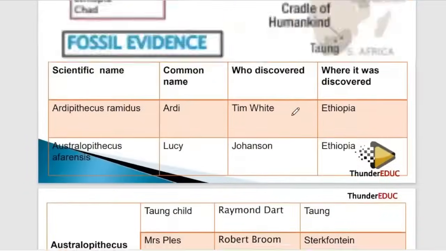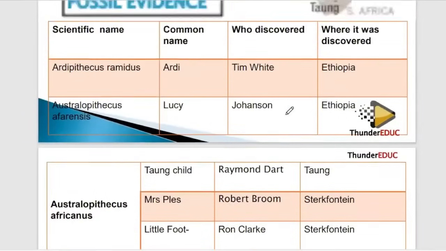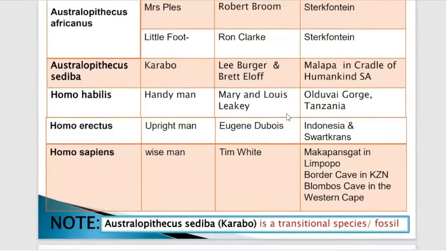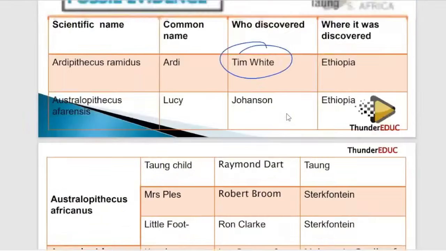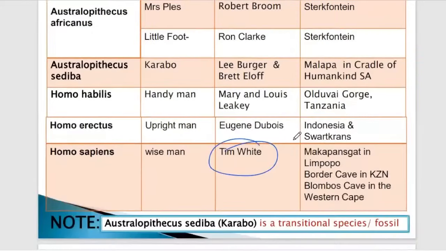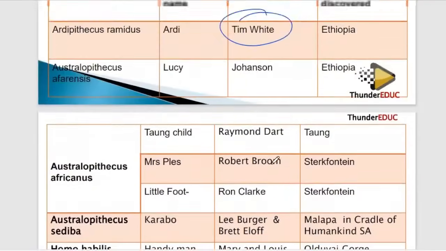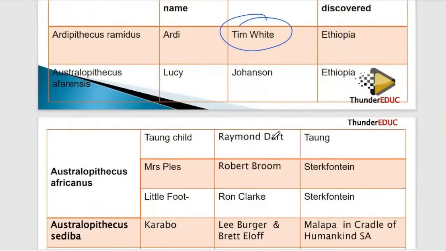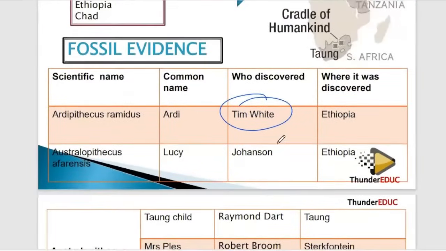How do I remember this? This is the table where you're supposed to remember. Ardipithecus, the first one, and the last one were discovered by the same person. Ardipithecus, Ramidus, Homo sapiens. There is a small video I created which shows this. It's like a song, but you are remembering. So that is the first step.